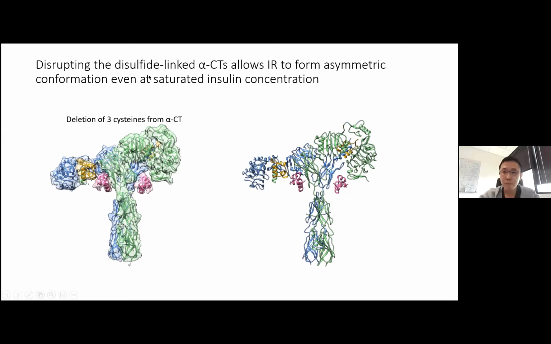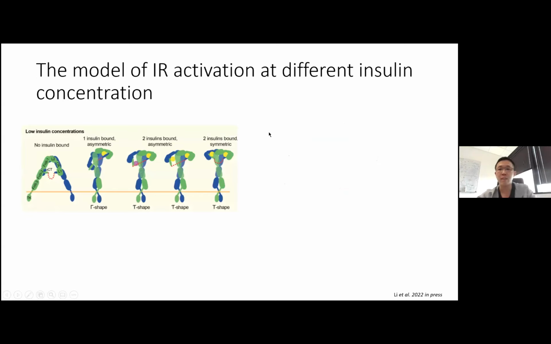Okay, so you can see two insulin can bind in this hybrid site if we remove the disulfide bond between the two FCT motifs. So that's the summary. I hope I can convince you.